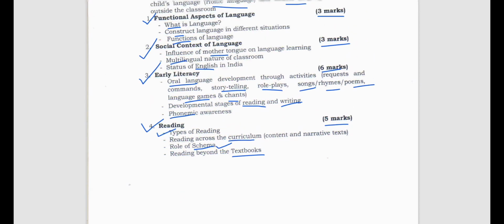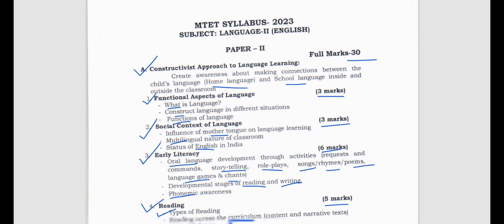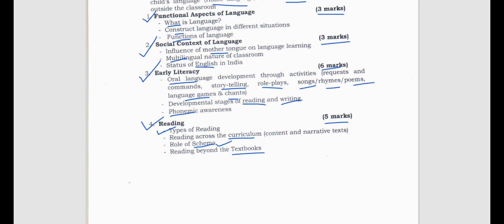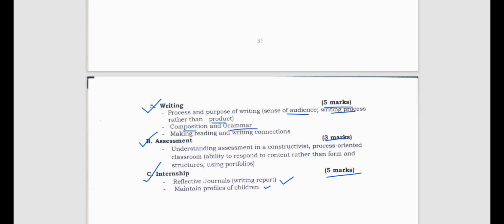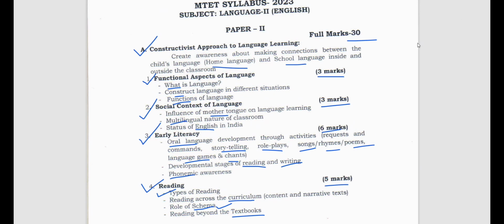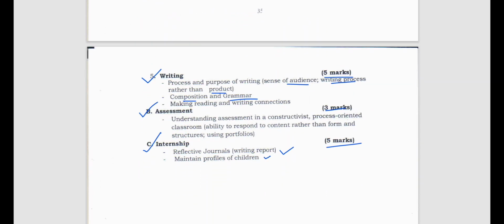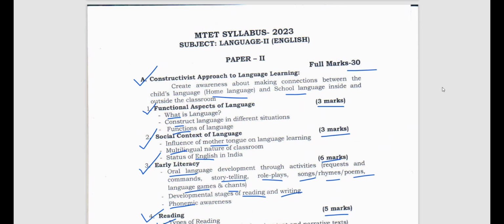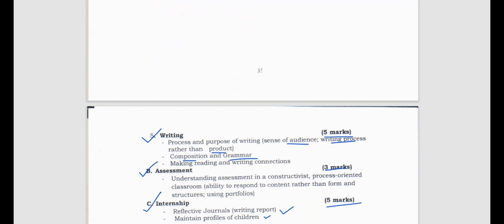So this is your very sweet and simple syllabus of English paper 2 2024. Alright, so it is divided into three parts. There is constructivist approach to language learning, part A, and then part B is assessment, and part C is internship. Then again in part A you have four groups, four or five, writing is also there now, so it is alright, five subunits you have, where the first one is functional aspect of language, second one is social context of language, then early literacy, reading and writing. Right, so this was all about the syllabus of English paper 2.